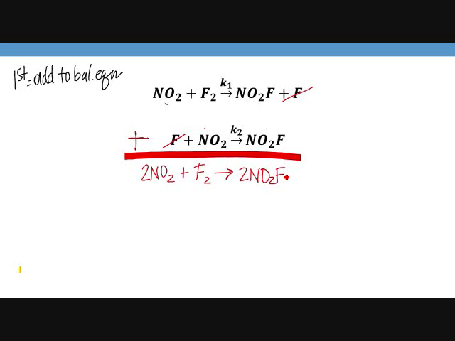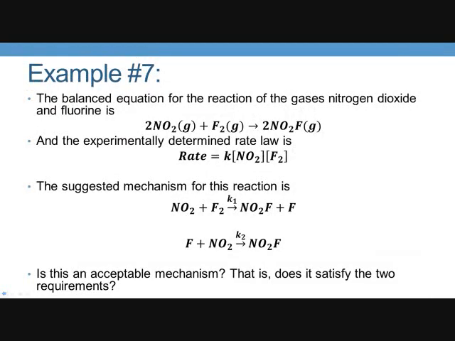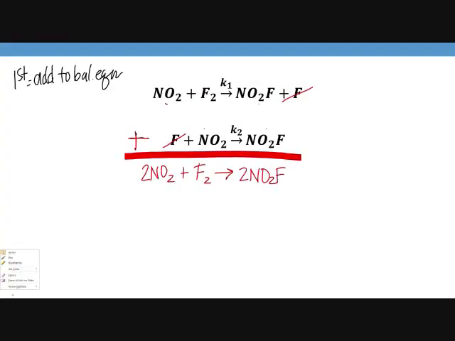So does that equation match the balanced equation that it's supposed to, which is right here? And it does. So that means that it meets the first requirement. Check that one off your list. So we're on our way. It does match that first requirement, that it adds to the balanced equation. Okay, now the second requirement was that it has to match the experimentally determined rate law.